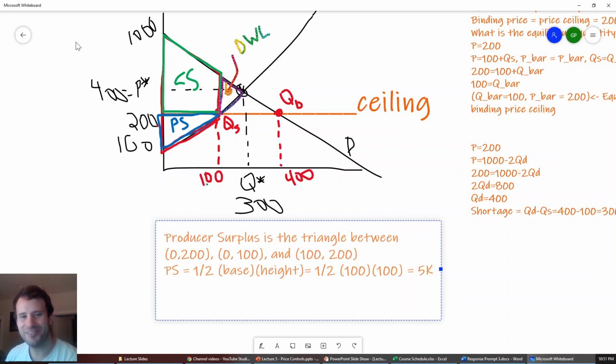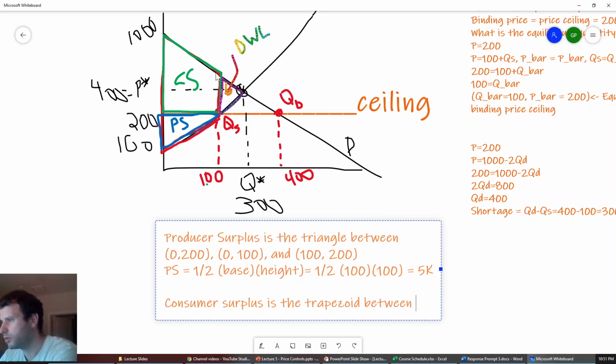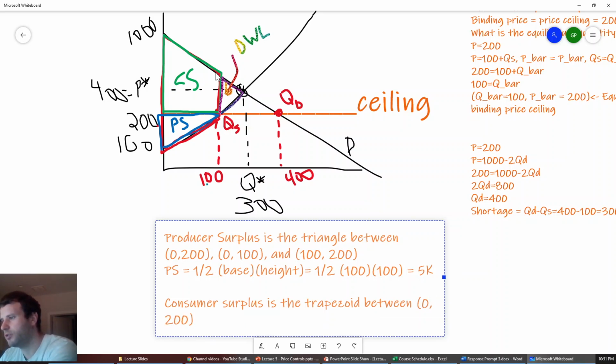All right. So next up, we got this consumer surplus. We know this point is (0, 1,000). We know this point is (0, 200). We know this point is (100, 200). What about this point over here? We don't know that one yet. So consumer surplus is the trapezoid. It's a trapezoid now, remember. Between (0, 200), (100, 200), question mark, and (0, 1,000), oh, my cat.